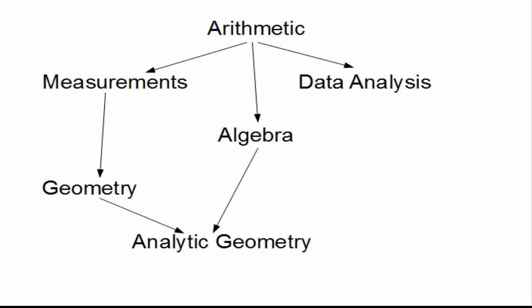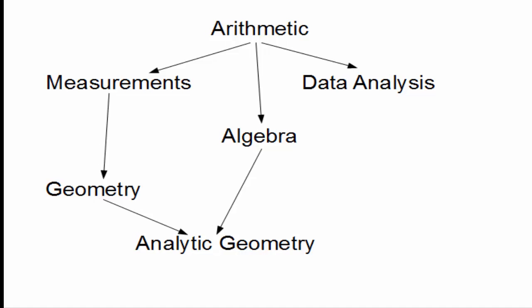The first one is arithmetic. It's the oldest branch of math. It's a Greek word meaning the art of numbers. It describes how numbers are structured and what operations are performed with them.